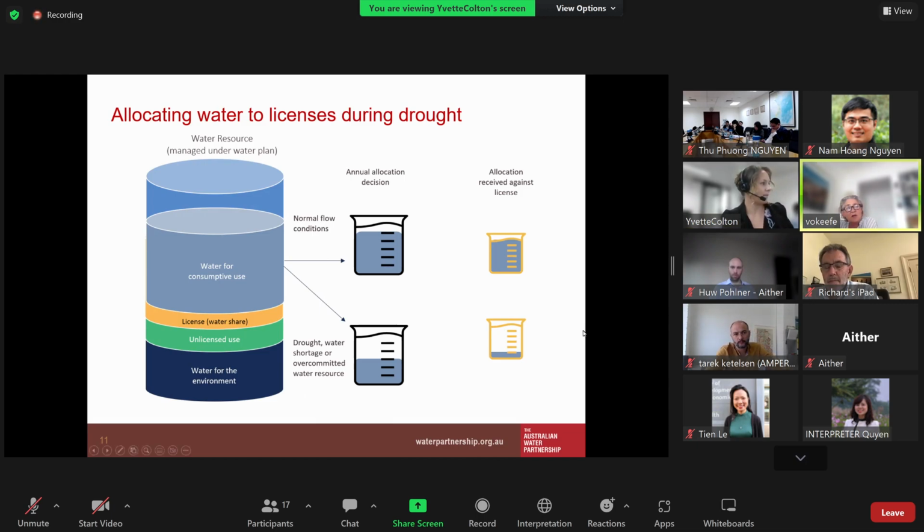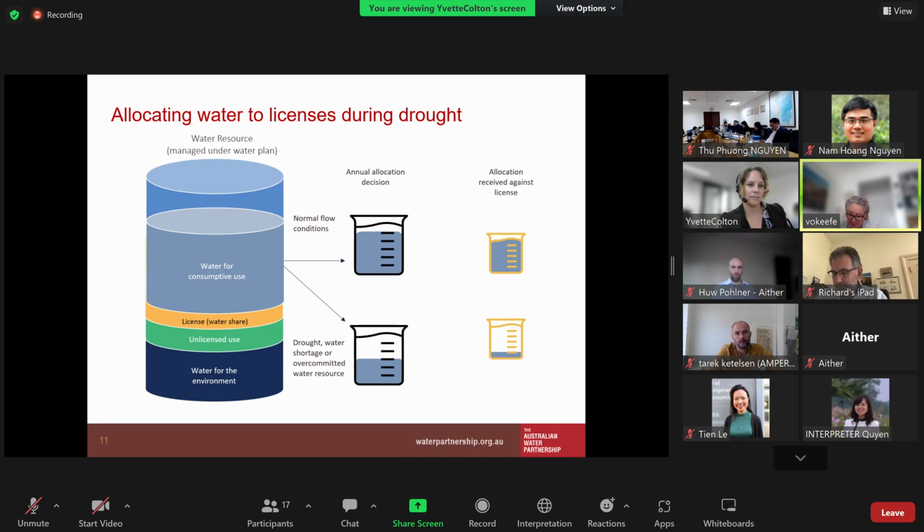The interesting point here, Yvette, is that a license may say you can take 100 megalitres per year. That might be the number on your license, but the water manager, the state government, says, even though you have 100 written on your license, this year you only get half of that because we think there is not enough water for everybody. So there's an ability, and you have it in your Act, and we'll plot through this in the next slide. There's ability for the water manager to announce that everybody has less.